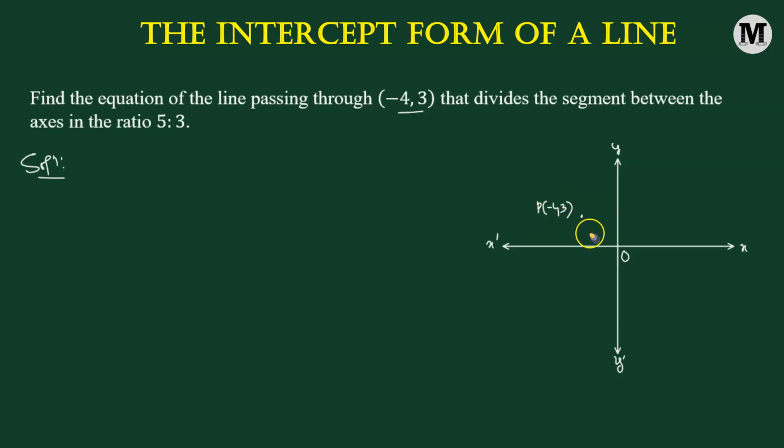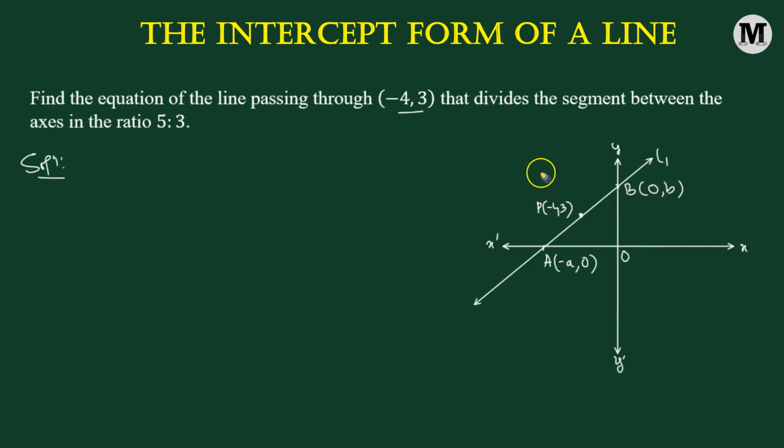So now we're going to consider a line that is going to pass through this point. Now we will suppose that the line whose equation we need to obtain intersects the x-axis at the point A and the y-axis at the point B. Since the line cuts the x-axis in the negative direction, the coordinates of point A are going to be (-a, 0), and the coordinates of point B are going to be (0, b).